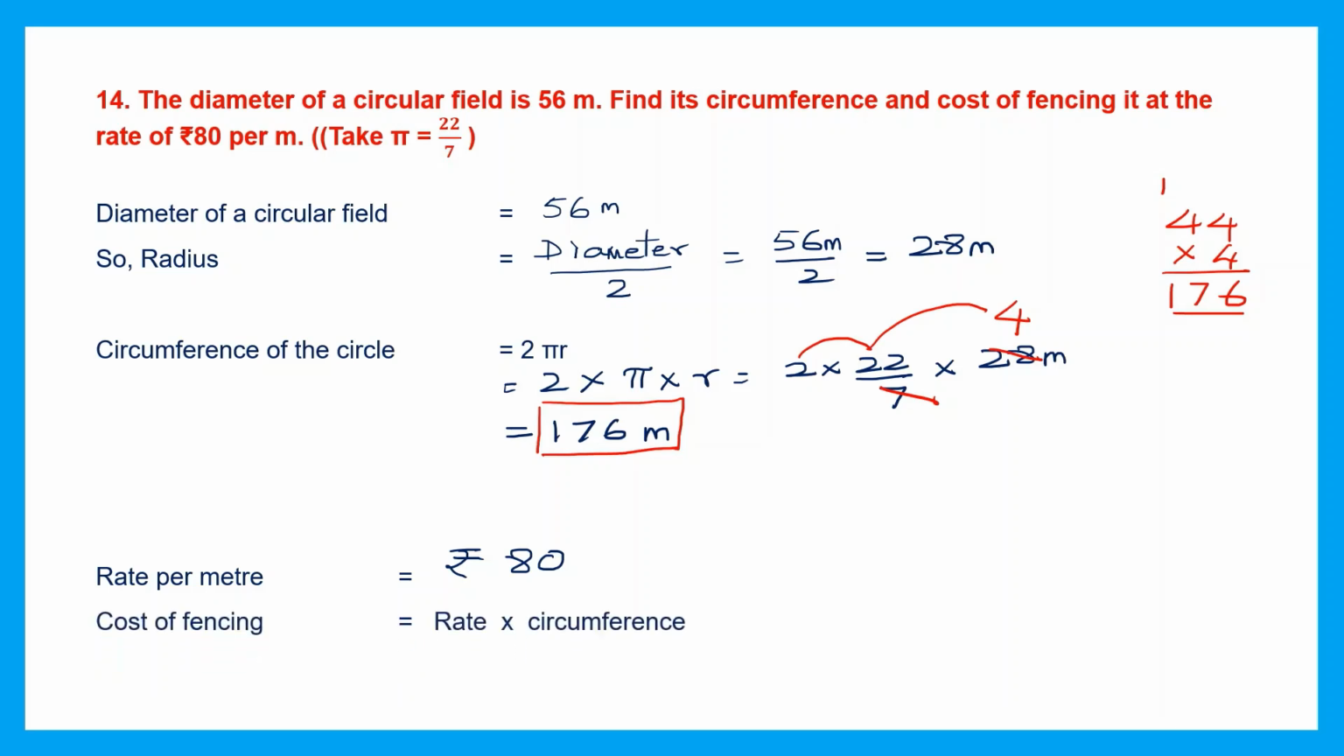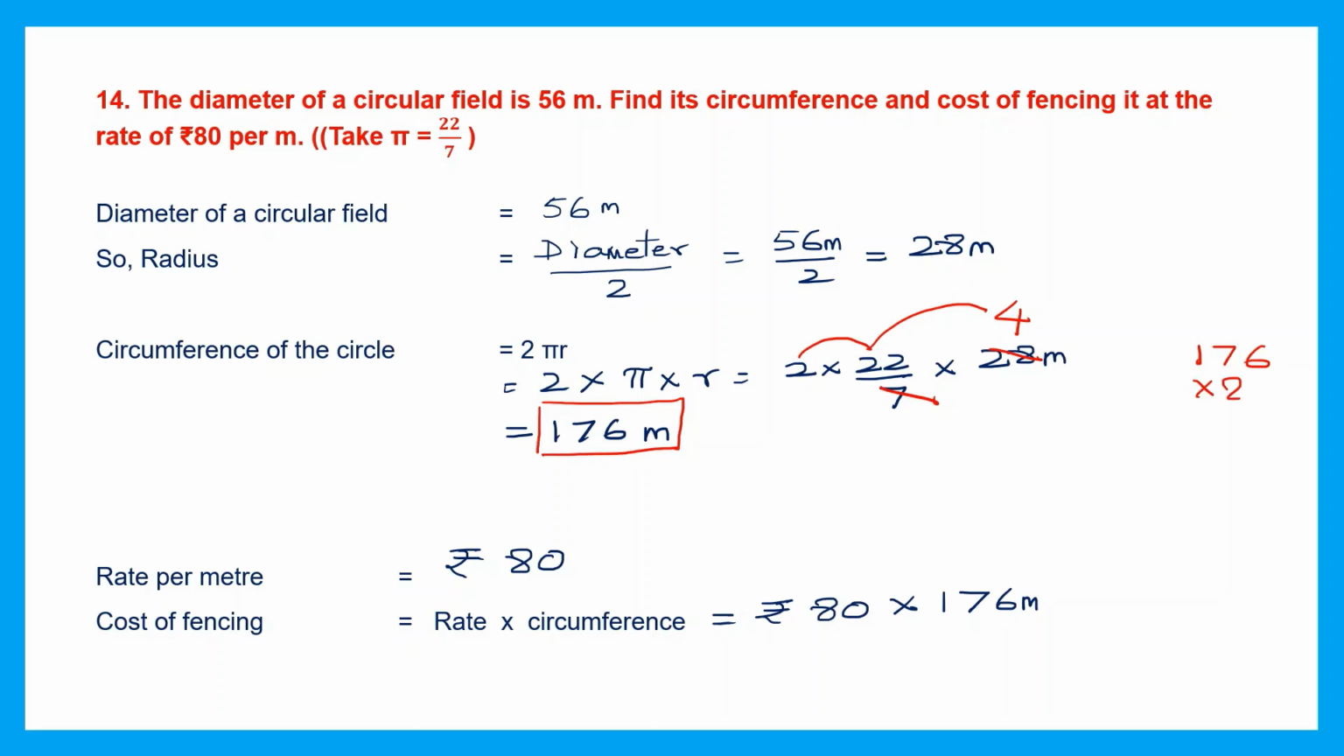So if we have to fence the whole thing, the cost of fencing will be rate into circumference. So rate is 80 rupees given to us. Circumference is what we have already found out, 176 meters. So we need to multiply 176 into 80. So let's do that multiplication.